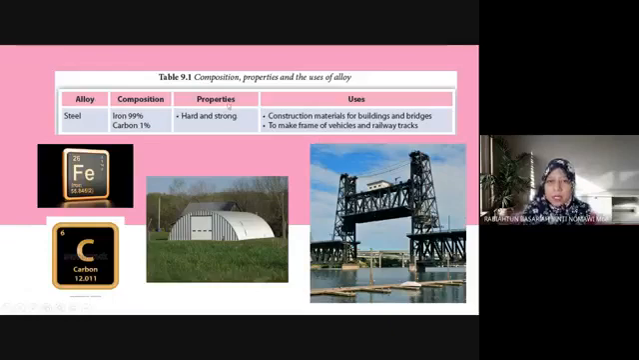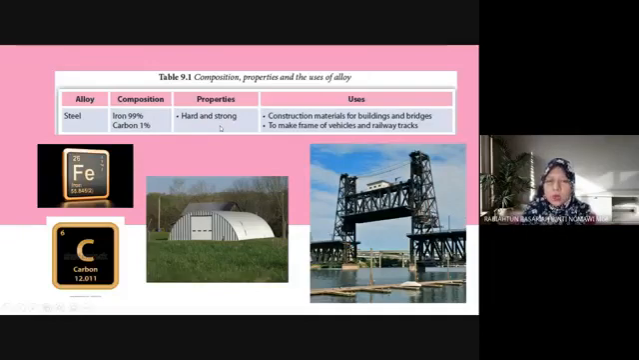Okay, what are the properties of the steel? It is hard and strong. You have to remember this one. You kena ingat steel comes from iron plus carbon. Remember also the composition. The most in steel is iron. Kita tambah carbon sikit je, 1%. However, it has made the steel to become hard and strong.